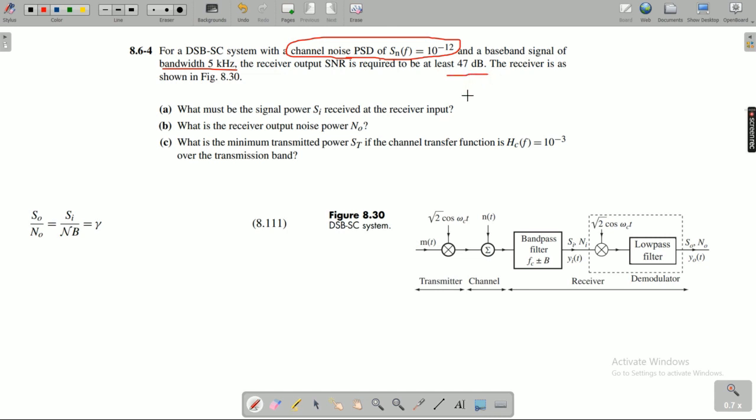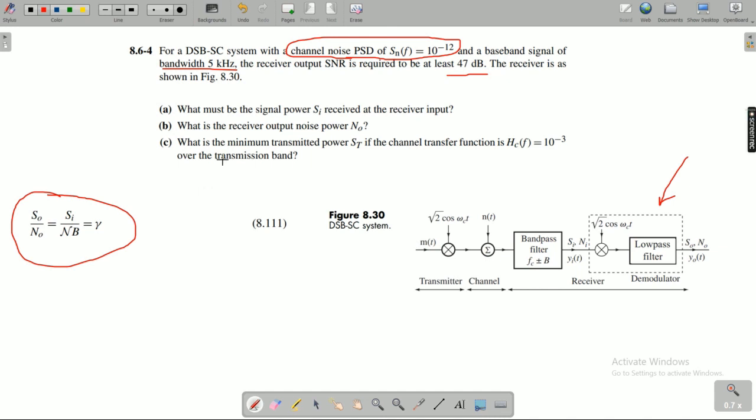This is like a design problem. This is the required value for the SNR. The receiver is as shown in figure 8.30, and this is the shape of the receiver. We have here Si and Ni, which are the inputs, and S0 and N0, which are the outputs. So we will follow the formula 8.111 in the textbook to solve the required parts.